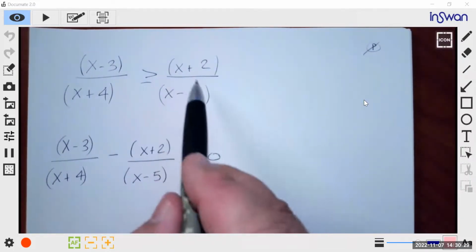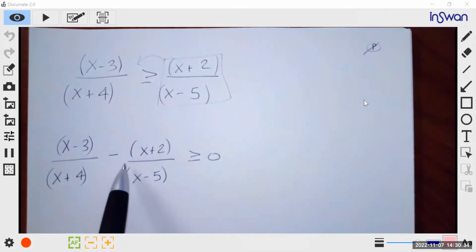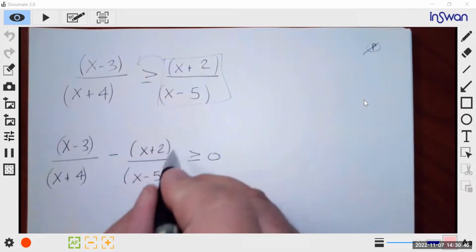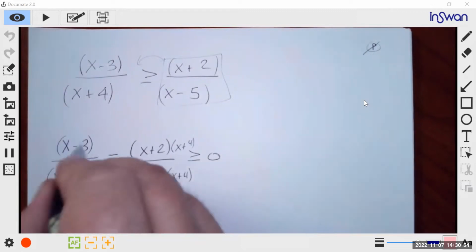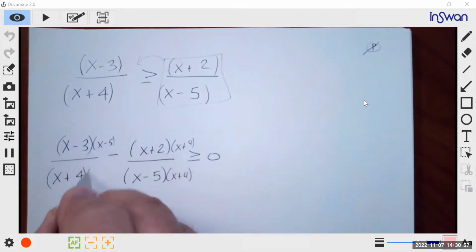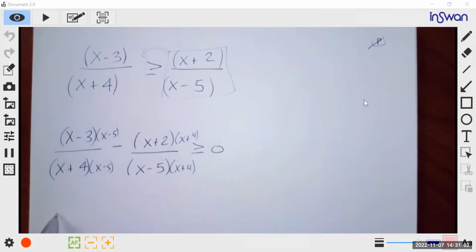All right, so first thing I do, move this monstrosity over there by subtracting it. I'm gonna move it over. Next step, you need a common denominator. This one has an X plus 4, so this one needs an X plus 4, top and bottom. This one has an X minus 5, so this one needs an X minus 5, top and bottom. So we know we have our common denominator of X plus 4, X minus 5.